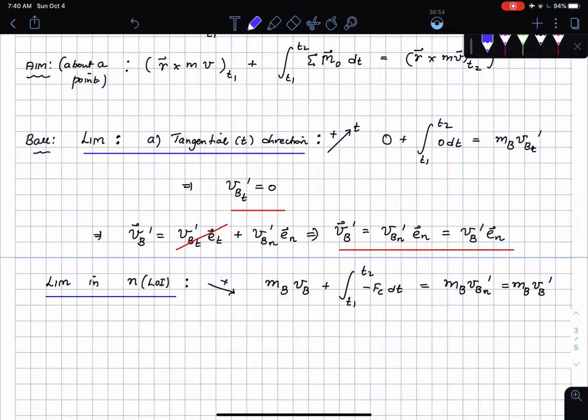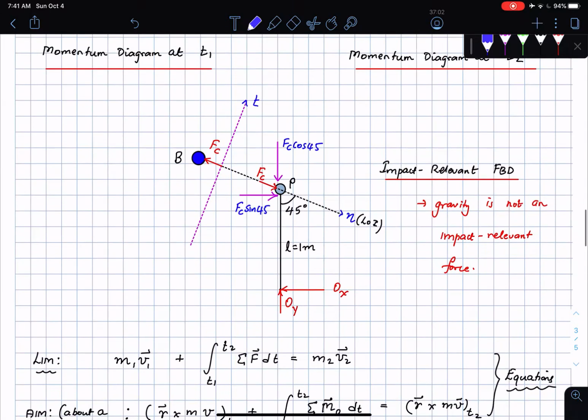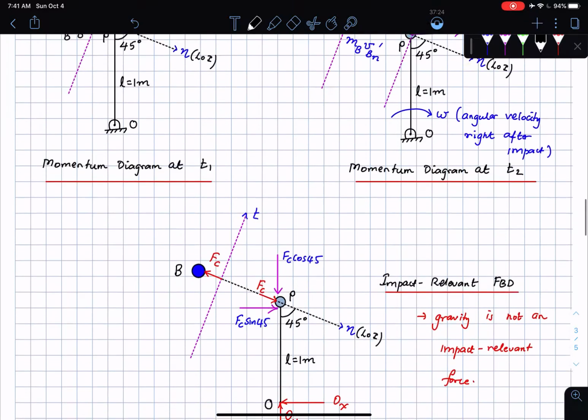One more thing I could do, since I'm still sitting on the ball, is the angular impulse momentum of the ball about the pivot point. Why am I choosing the pivot point? In this problem, I am not interested in the pin impulses, OX and OY. So I want to do angular impulse momentum about a point such that they vanish, and why not choose the point O? That is the best point to choose for angular impulse momentum in this problem.